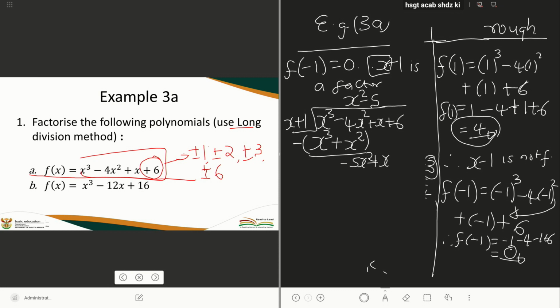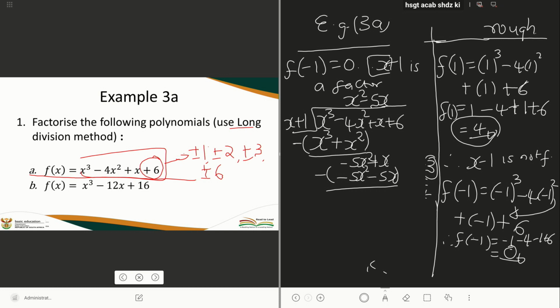Negative 5 multiplied by x is negative 5x squared. Negative 5 multiplied by 1 is going to be negative 5x. What do we do? We subtract the terms together. Minus 5x squared minus negative 5x squared is 0.